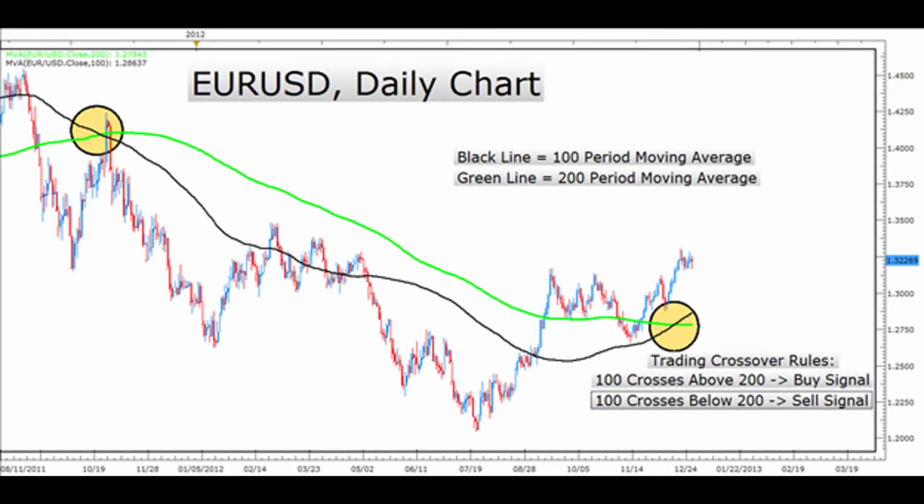And the opposite is true: if you have the 50 above the 200, and then the 50 crosses below the 200, you'll notice that there is a trend change and that the market will start to go down. So moving average crossovers are a pretty significant tool that people use to spot trend changes.